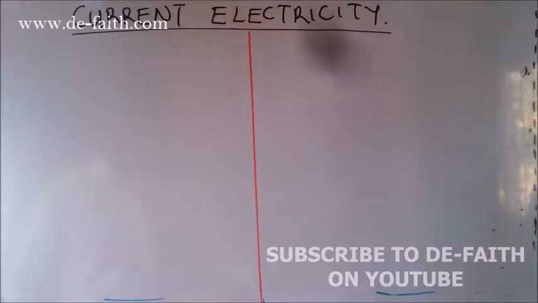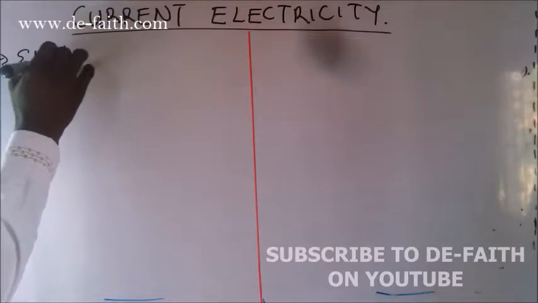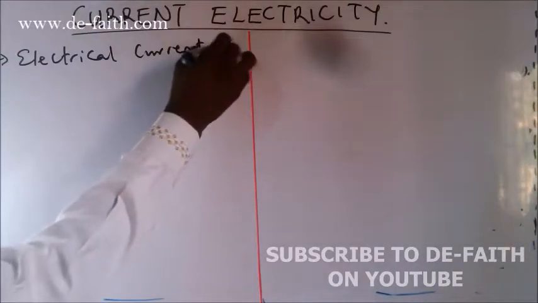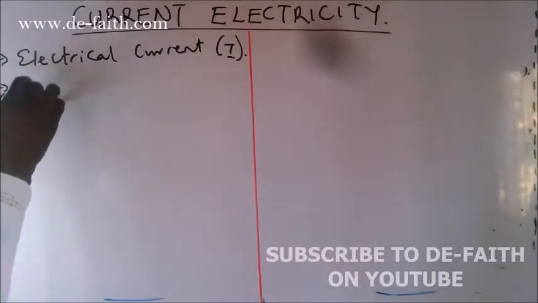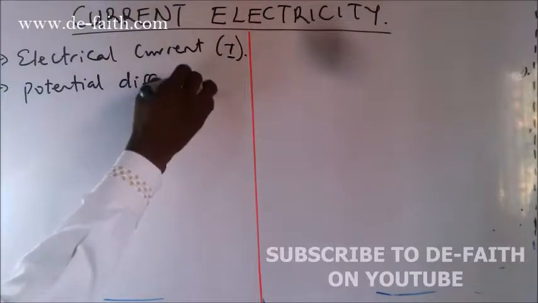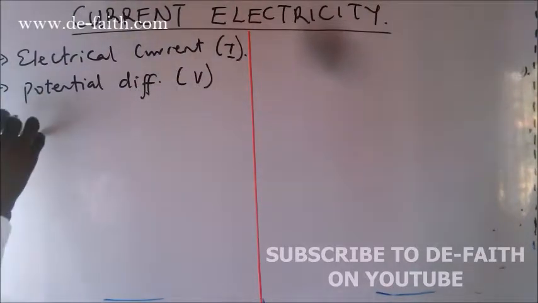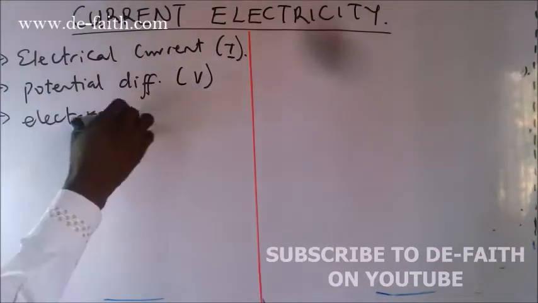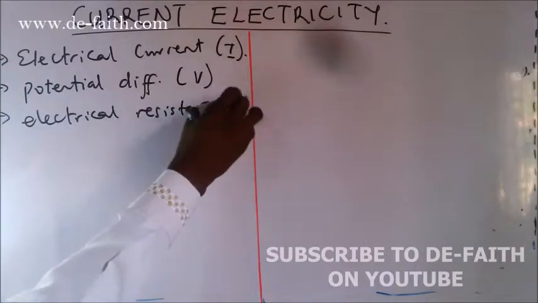In this topic, there are three basic quantities which need to be understood clearly before we proceed into the calculation aspect. The first one is electrical current. Current is represented as I. The second one is potential difference, which is represented as V. And lastly is electrical resistance, which is represented as R.